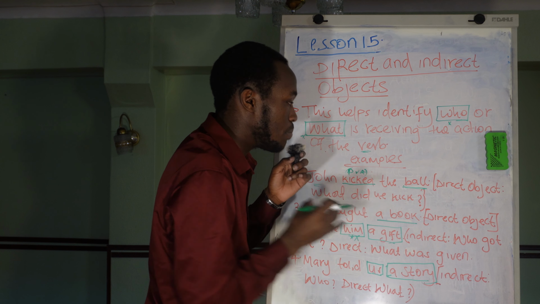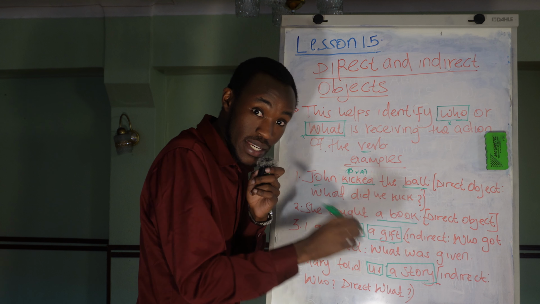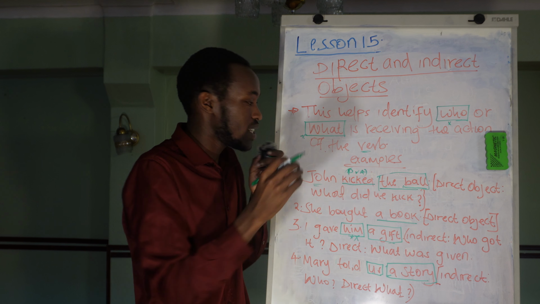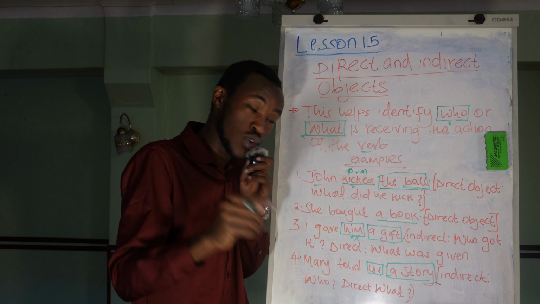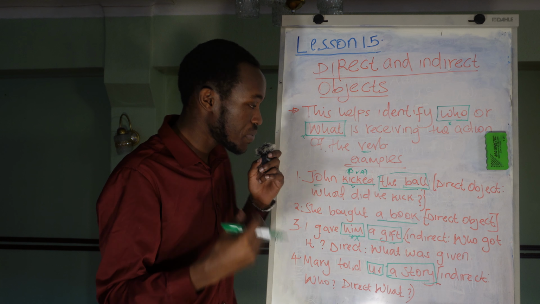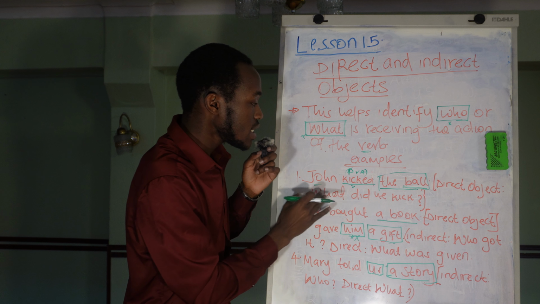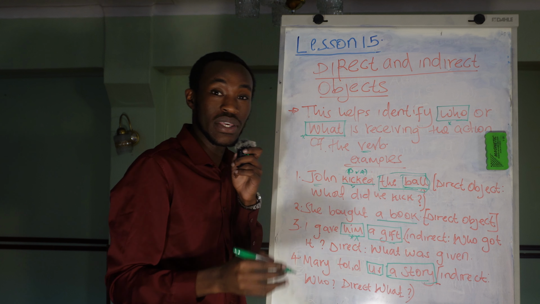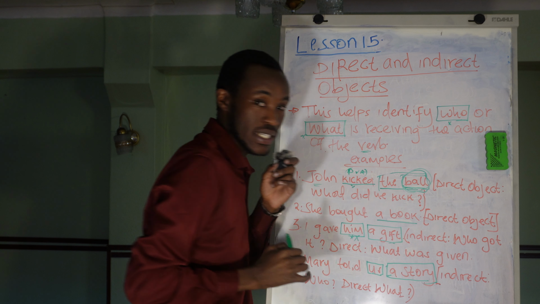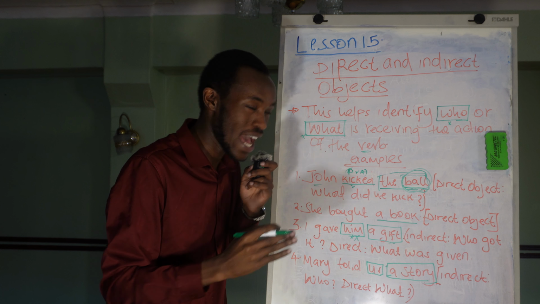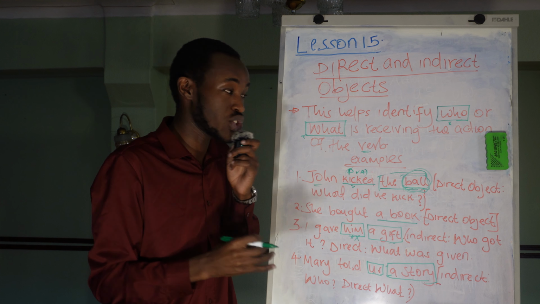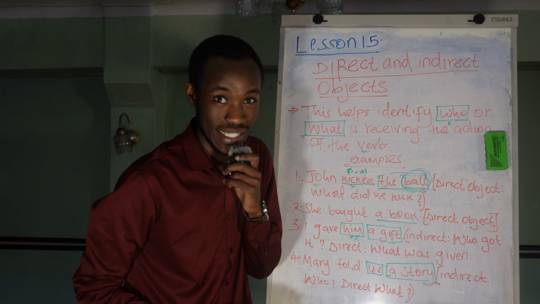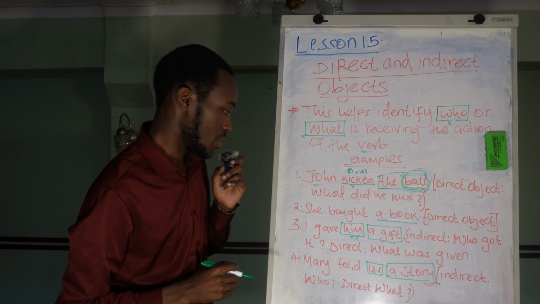He kicked now the ball. Now the ball is our immediate object that has faced the action of who? John. So this brings us to a point that now this is a direct object. The ball will be our direct object because John has done an action towards the ball, which is now our what? Direct object. Now let's move to the next example.